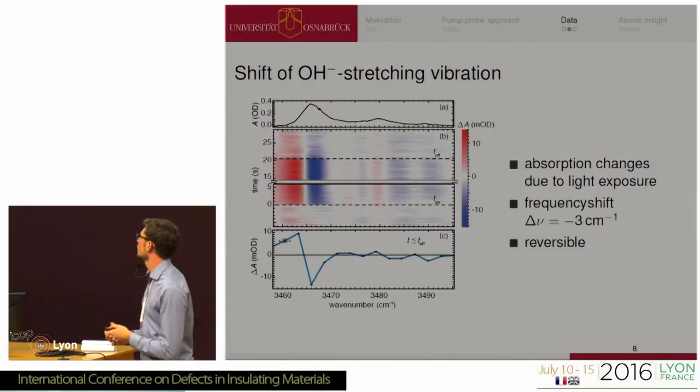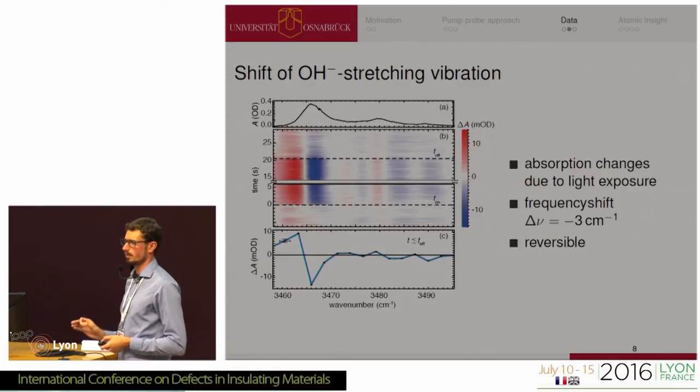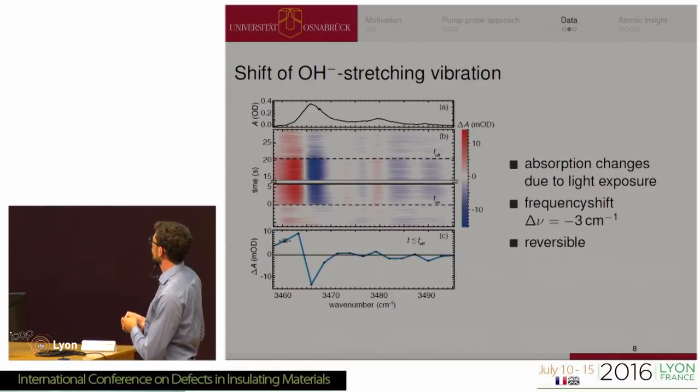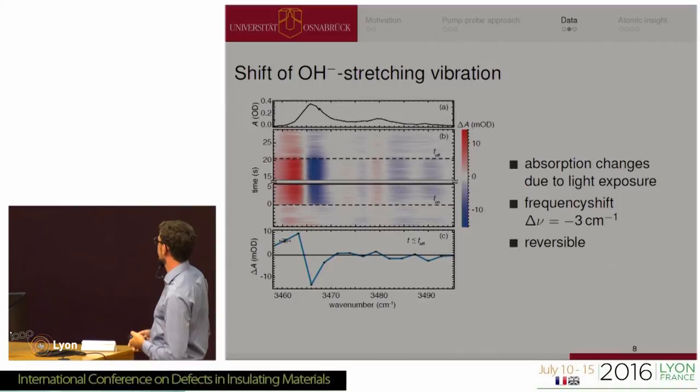Here you see my experimental results inside of one plot. Let's have a look at this. At time zero, we start generating small polarons, and you see after that a change in the absorbance. Red means we have a higher absorbance, and blue means we have a lower absorbance. We see immediately a change in our absorbance. Here we get a low absorption, and the pixel right next to it gets a higher absorption. So it's a frequency shift of our vibration, of our dominant peak.